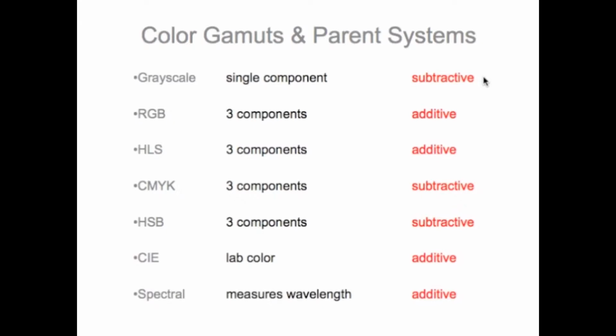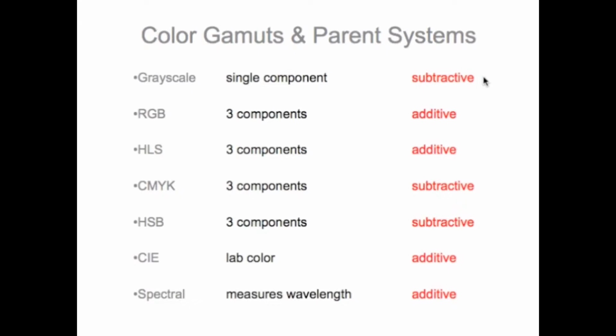HLS is hue, luminance, and saturation. You should recognize those three as the additive properties: hue, luminance, and saturation. Three components, so volumetric, height, width, and depth. It is also additive. CMYK, if we take away the K, which is an add-on, we have CMY. That is three components. It's a tristimulus. It is subtractive, and colors are defined by the amount of cyan, the amount of magenta, and the amount of yellow. Hue, saturation, and brightness is also subtractive.